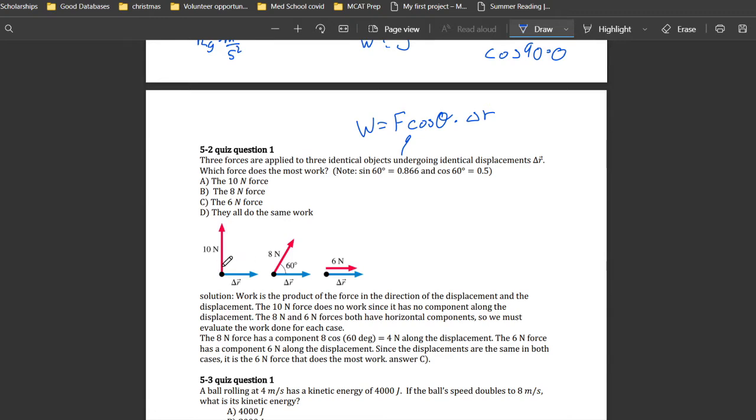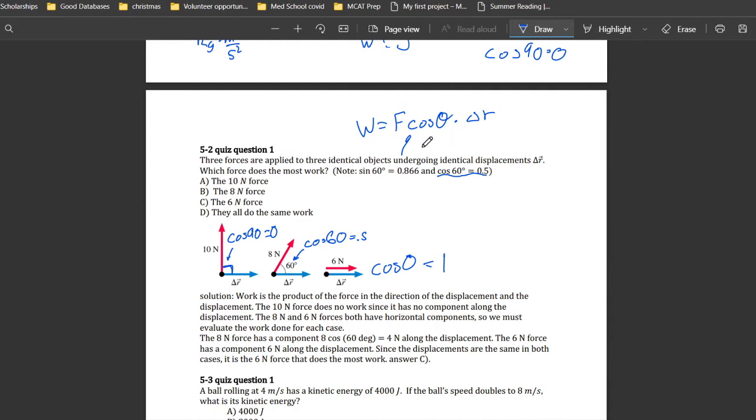So for the first one, it seems that we have a 90-degree angle. So when we have a 90-degree angle, we have cos 90, and that equals 0. The people giving us the question were nice enough to note that cos of 60 is equal to 0.5. So cos 60 equals 0.5. And then this force is in the direction of motion, in the direction of displacement, so it has a 0-degree angle with the direction of motion. So we have cos 0, which is equal to 1.